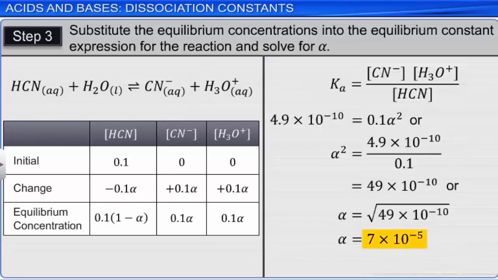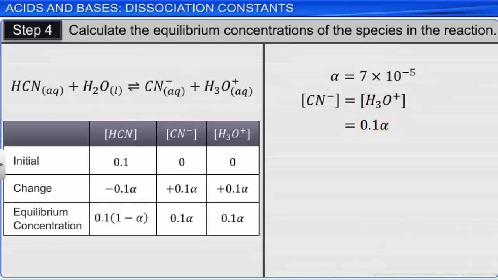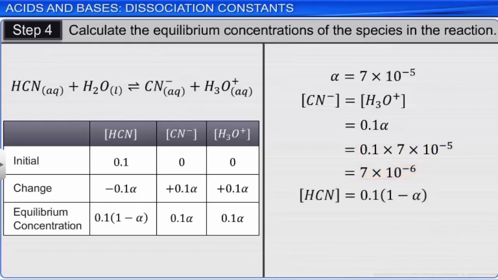In the fourth step, calculate the equilibrium concentrations of the species in the reaction. As alpha is known, the equilibrium concentrations can be easily calculated. Thus, the equilibrium concentration of cyanide ion, which is equal to the equilibrium concentration of hydronium ion, is equal to 0.1 alpha, can be written as 0.1 multiplied by 7 multiplied by 10 raised to the power minus 5. This is equal to 7 multiplied by 10 raised to the power minus 6. The equilibrium concentration of hydrocyanic acid is 0.1 multiplied by 1 minus alpha, can be written as 0.1 multiplied by 1 minus 7 multiplied by 10 raised to the power minus 5. This is equal to 3 multiplied by 10 raised to the power minus 6.